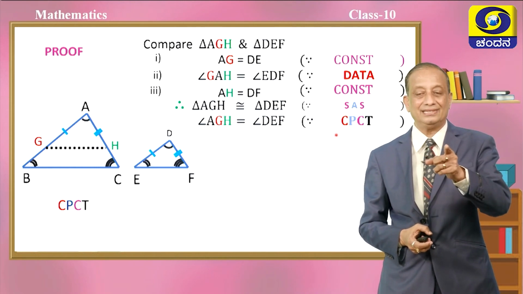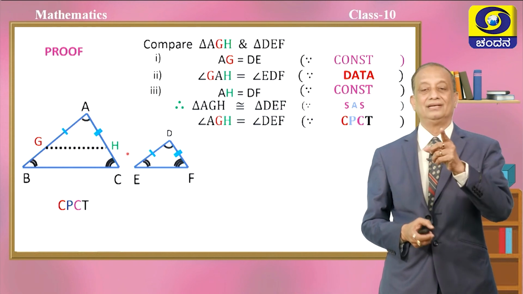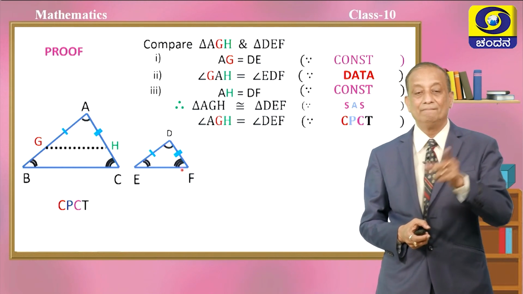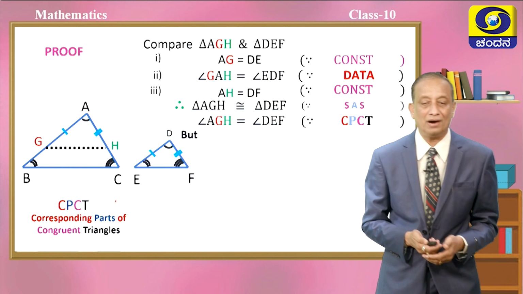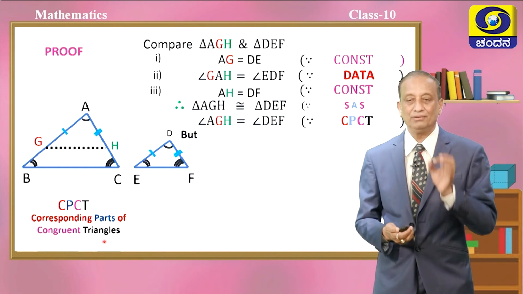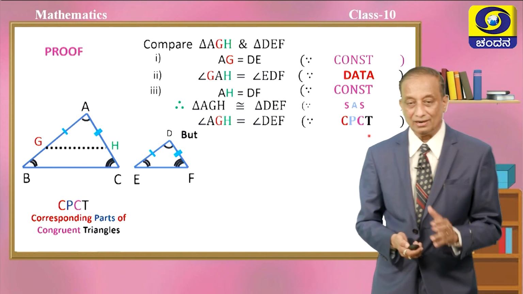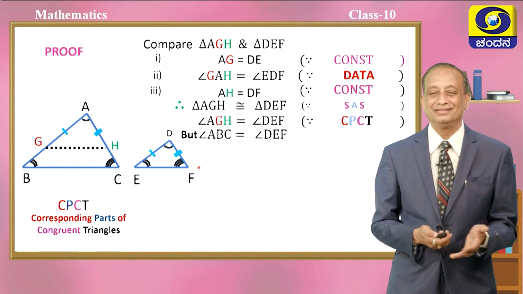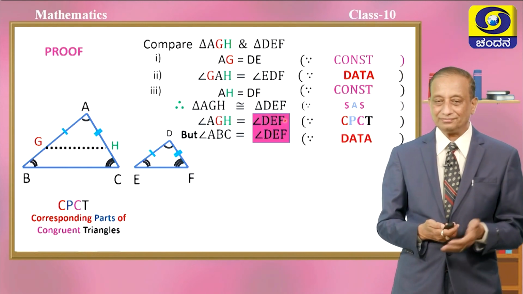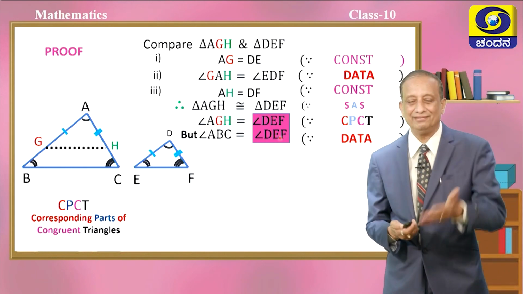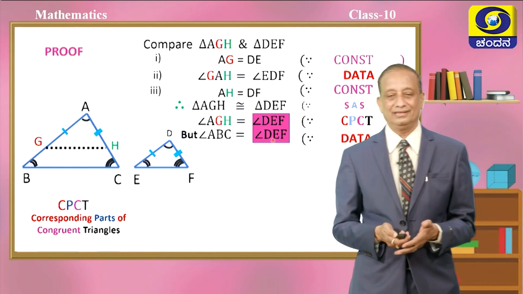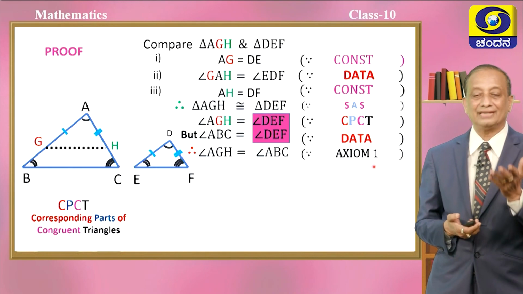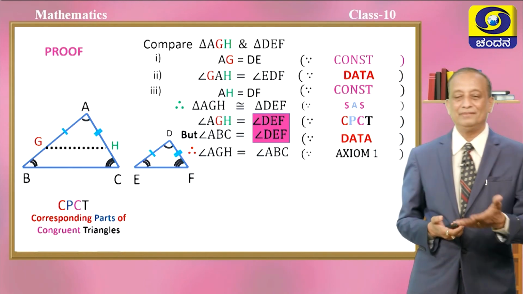Look at angle AGH, children, in the figure. Angle AGH is equal to angle DEF because they are corresponding parts of congruent triangles. Briefly, we call it CPCT. But already you know that angle ABC is equal to angle DEF, once again because of the data. Look at the right hand side in the two previous equations. The right hand sides are equal. Therefore, by axiom number 1, the left hand sides are equal, that is angle AGH is equal to angle ABC.